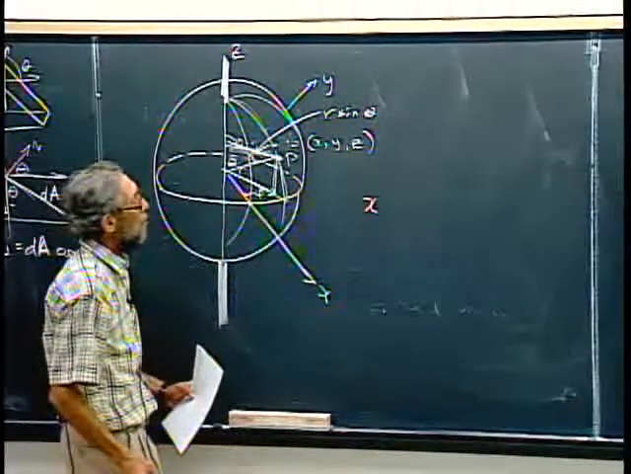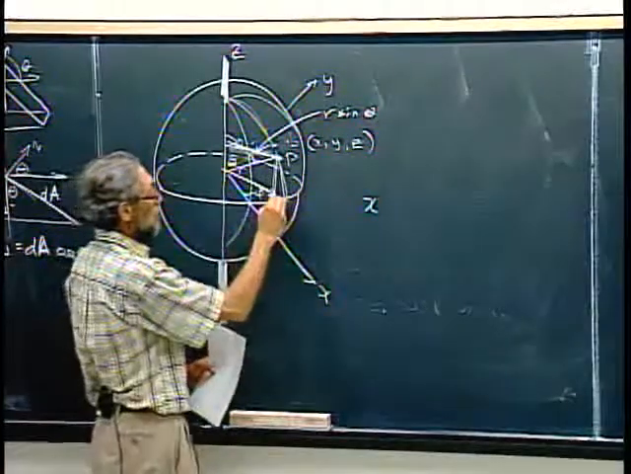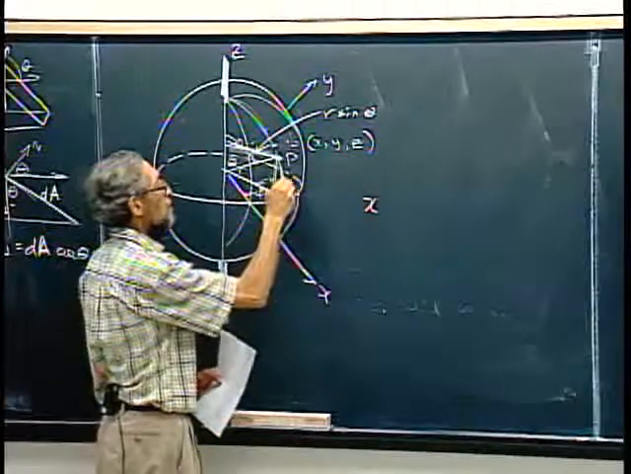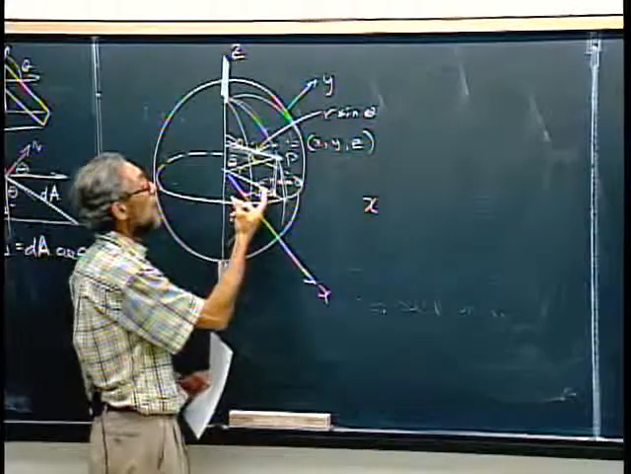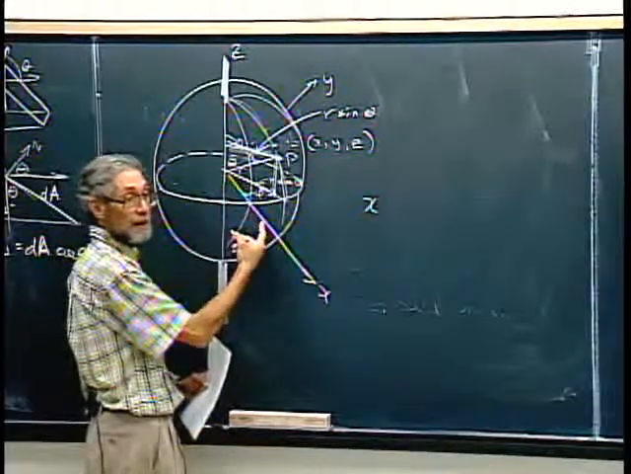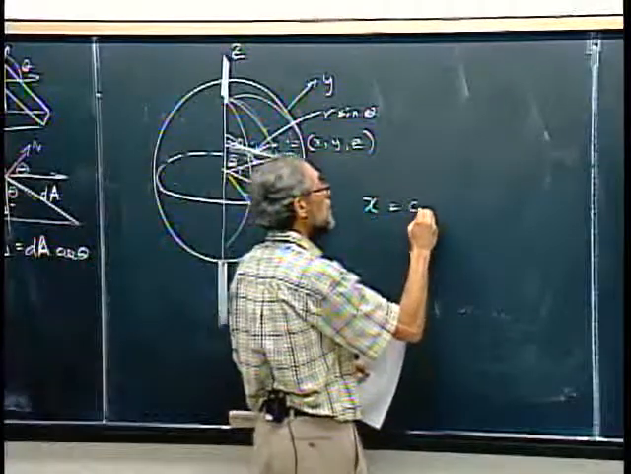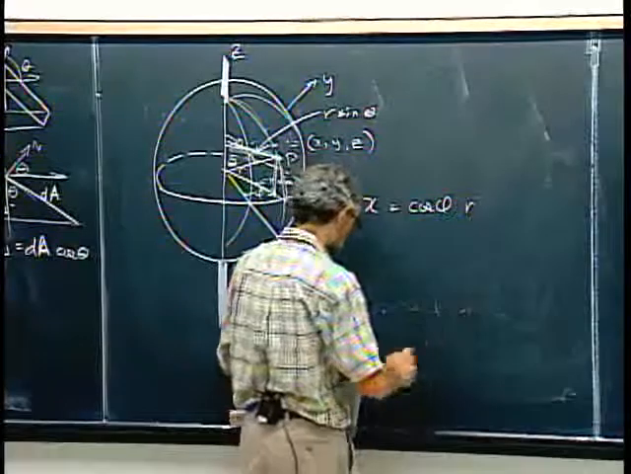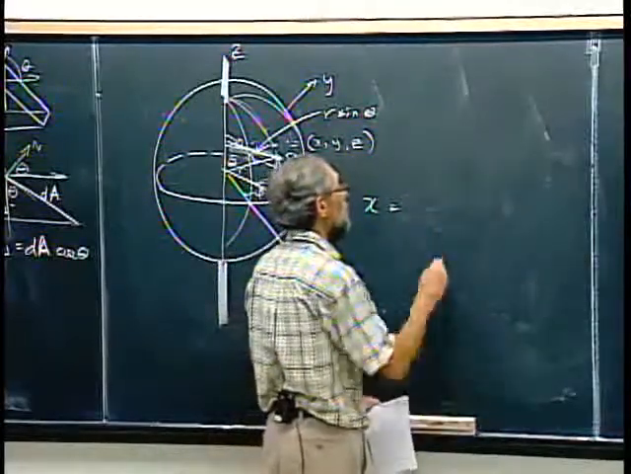Okay, so now we can find the x coordinate of this point. We have this vector of length r sine theta, and it's turned phi degrees away from the x-axis, right? And that means the x-coordinate is going to be cosine phi times that r sine theta. Maybe I'll write it this way: r sine theta times cosine phi.